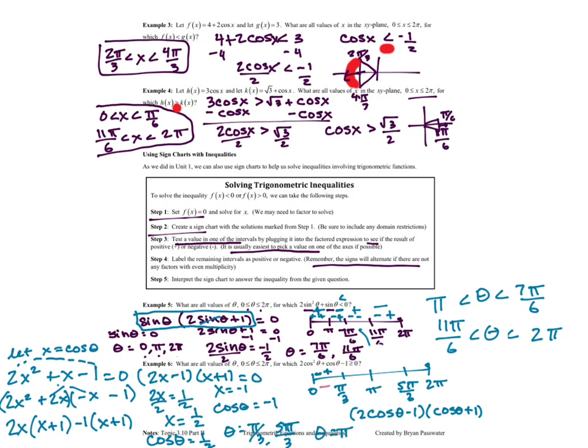Okay, between pi over 3 and pi, a pi over 2. That's the best, right? Cosine of pi over 2 is 0. So 0 minus 1 is negative. 0 plus 1 is positive. Still negative here.